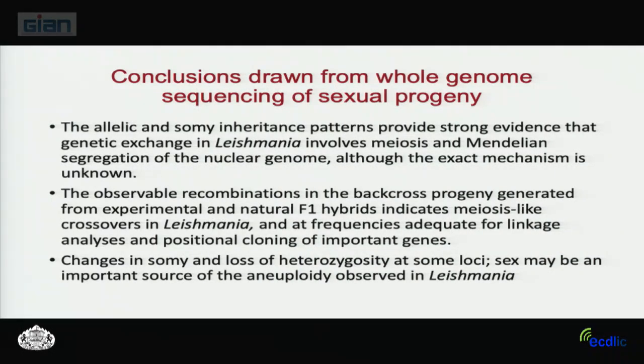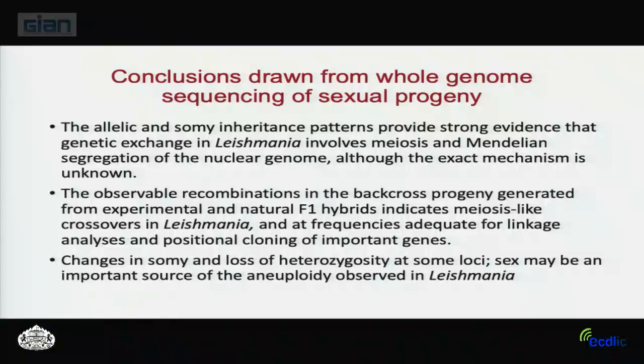So important genes would be the genes controlling tissue tropism, drug resistance, virulence. None of those genes do we understand so well. And now we can use, we hope, forward genetic approaches to get at those questions. We do see these changes in somy and loss of heterozygosity at some loci. So sex may be an important source of all this aneuploidy that we observe in Leishmania.